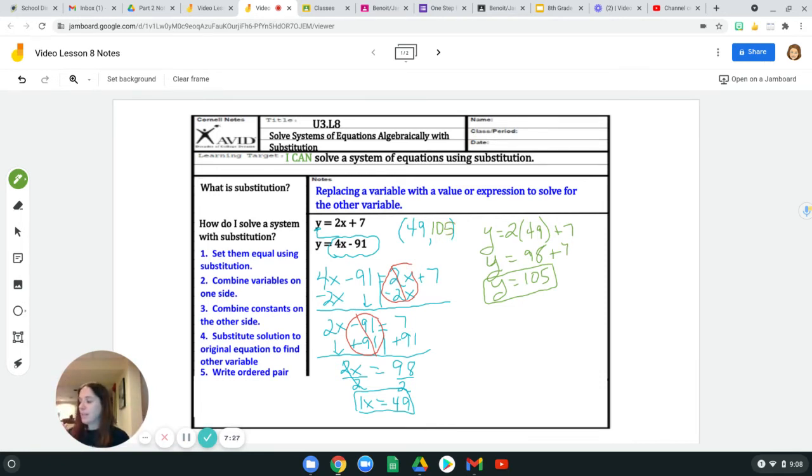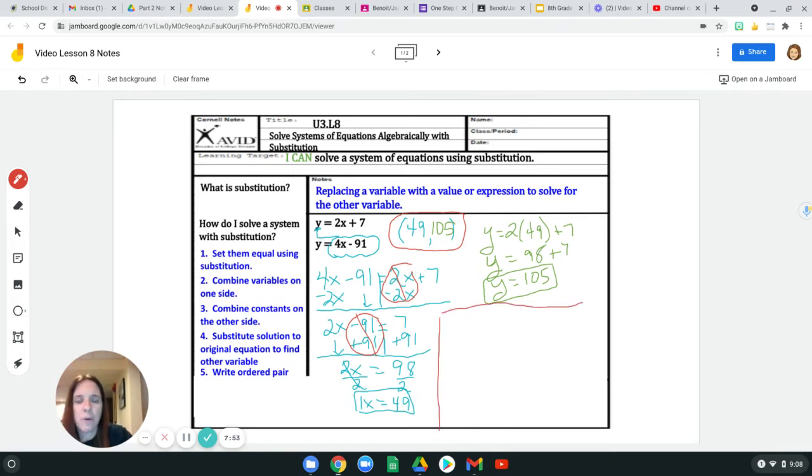All right, so now that I have that ordered pair, this is my point of intersection, right? This is where this system of equations would meet. If I graphed it, they would meet at 49, 105. To prove that this works, you would substitute these into both equations as follows. Let me show you.